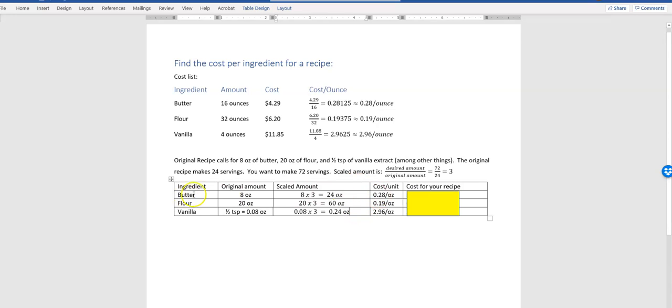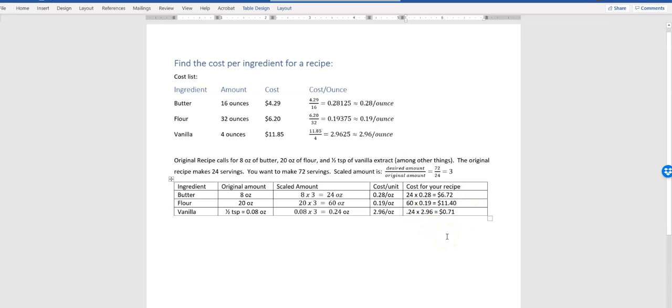And now we know the cost per ounce of butter is 28 cents. For flour, it's 19 cents. For vanilla, it's $2.96. That's per 1 ounce. And so all we have to do is multiply 24 ounces times 0.28, 60 ounces times 0.19, 0.24 ounces times 2.96 to get those amounts. And that will tell us that for our recipe scaled up, the butter is going to cost $6.72, the flour is going to cost $11.40, and the vanilla is going to cost 71 cents.